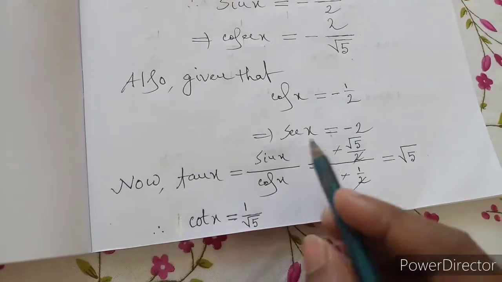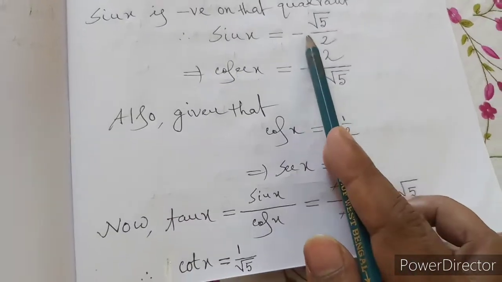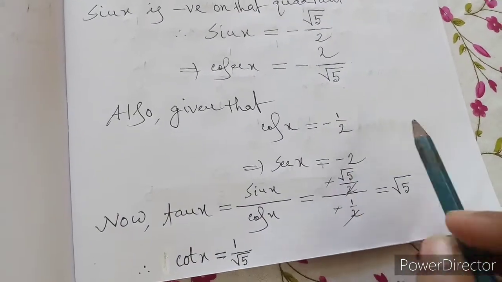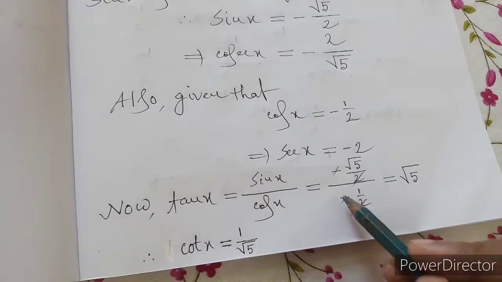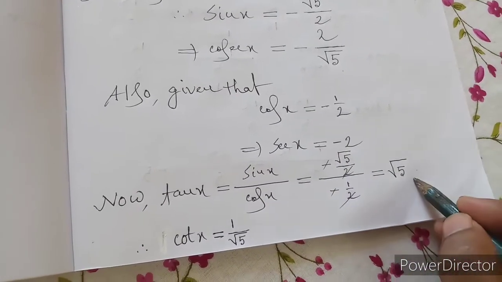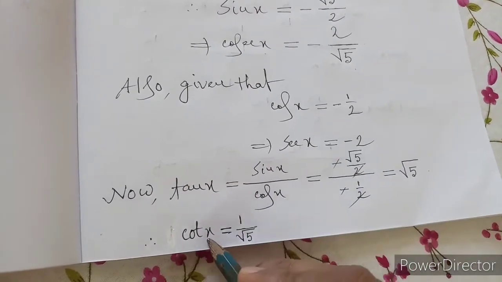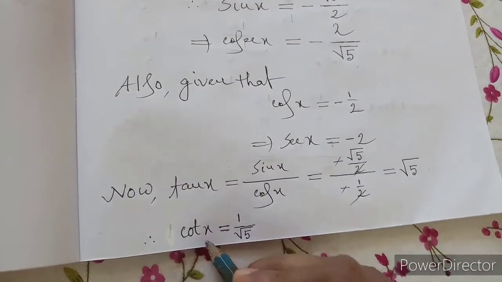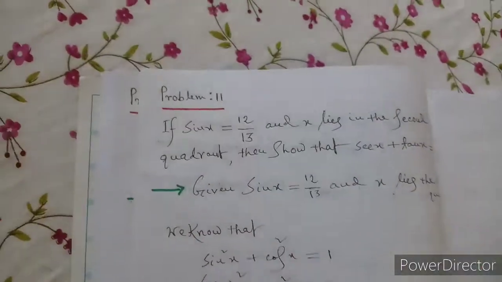Now tan x should be equal to sin x by cos x. What's the value of sin x? It is minus root 3 by 2, put it. And what's the value of cos x? That is equal to minus half, put it. So minus minus cancel out, 2 cancel out, so only root 3. Since tan x equal to root 3, cot x should be the reciprocal of tan x. That means cot x equal to 1 by root 3. It is your answer.